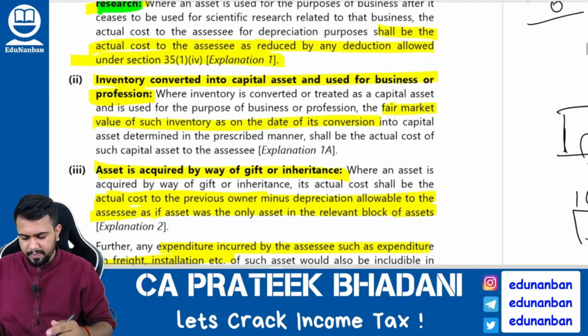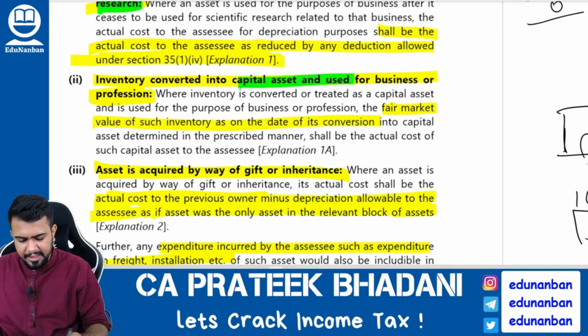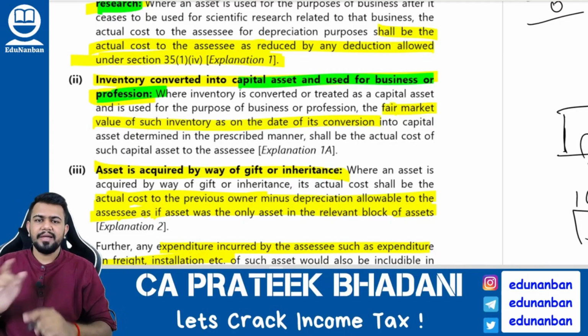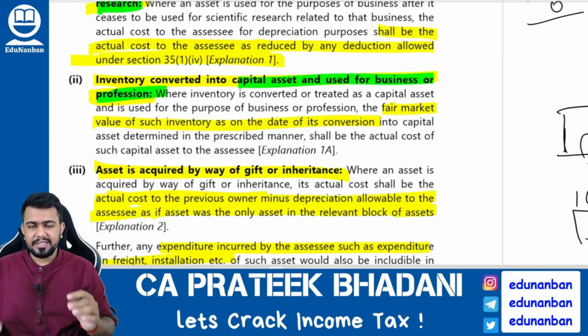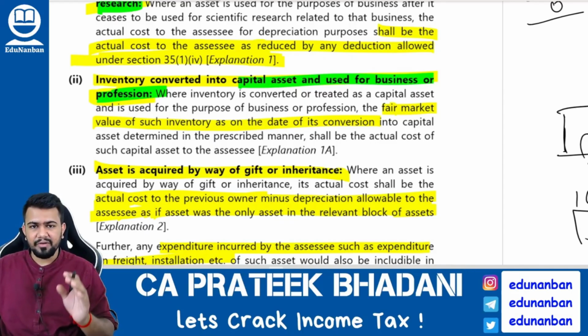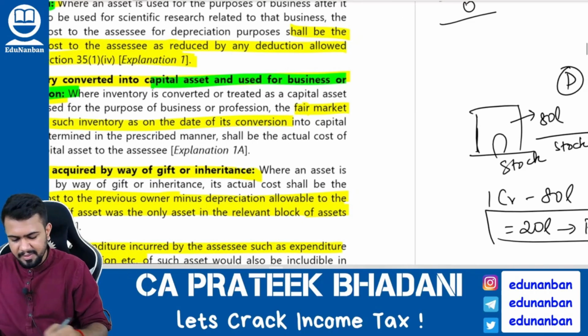Next, inventory converted into capital asset and used for business or profession. So if I converted my stock into my capital asset, in such case the fair market value on the date of conversion will be considered as the cost of the capital asset. However, the difference between the cost and the fair market value will be considered as PGBP income.